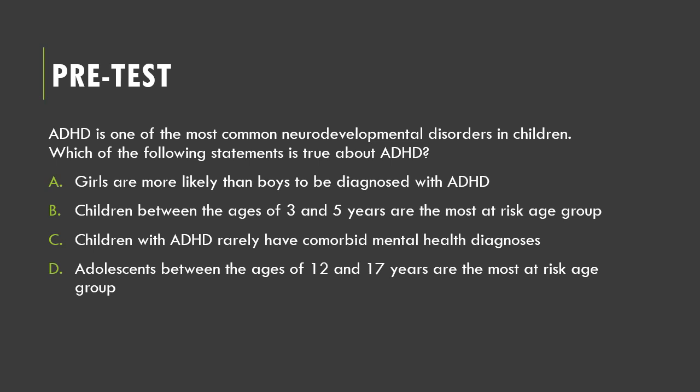Question number 2. ADHD is one of the most common neurodevelopmental disorders in children. Which of the following statements is true about ADHD? A. Girls are more likely than boys to be diagnosed with ADHD. B. Children between the ages of 3 and 5 years old are the most at-risk age group. C. Children with ADHD rarely have comorbid mental health diagnoses. D. Adolescents between the ages of 12 and 17 years are the most at-risk age group.